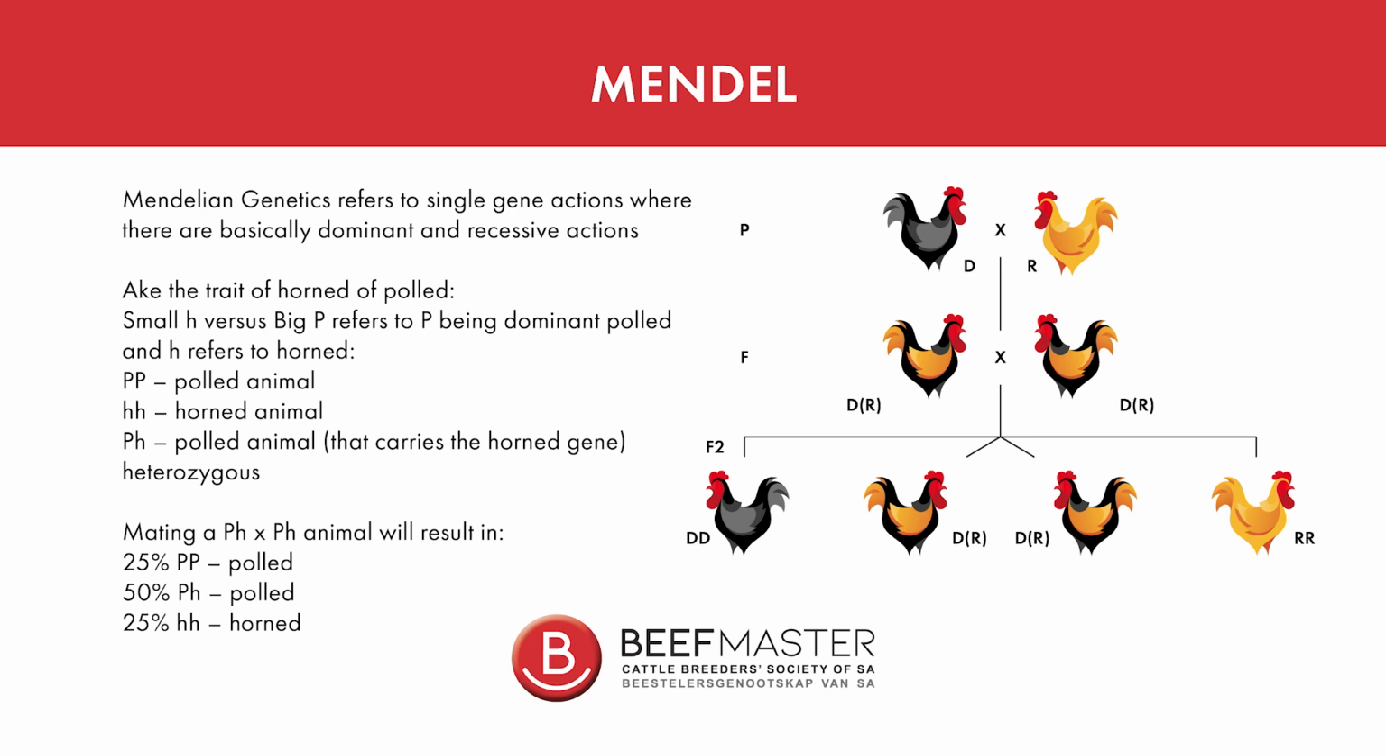The study of genetics is divided into two sections: the traits that are controlled by single genes, or the traits controlled by a huge magnitude of genes. Mendelian genetics refers to the action of single genes. This form of gene action of simple dominant or recessive genes is named after Mendel, the man who first understood the workings of these genes. An example of such a trait is that of polled or horned.